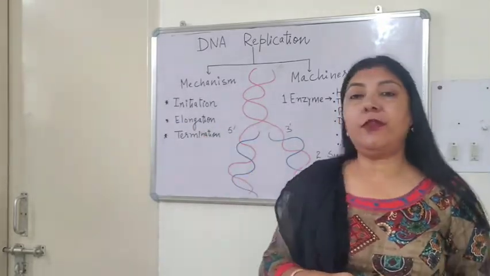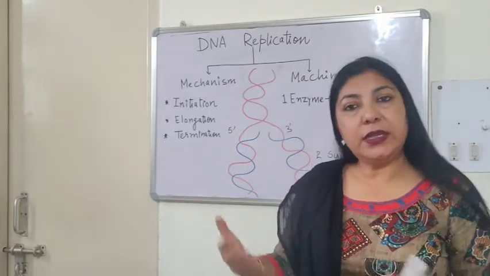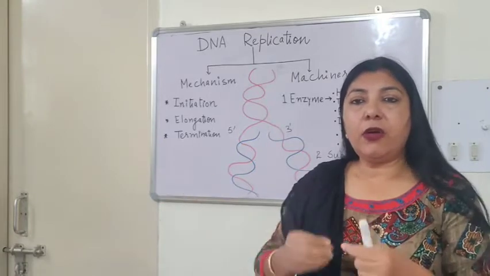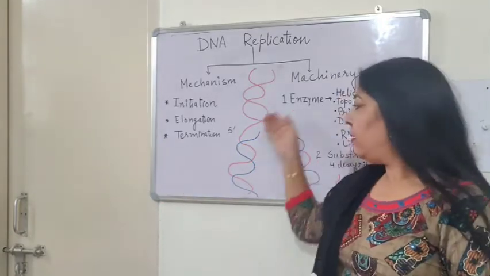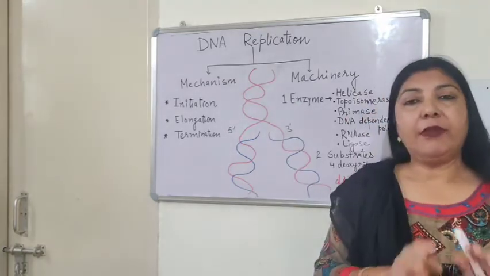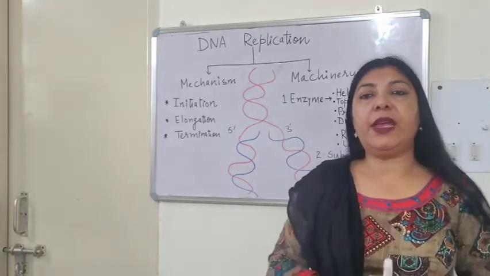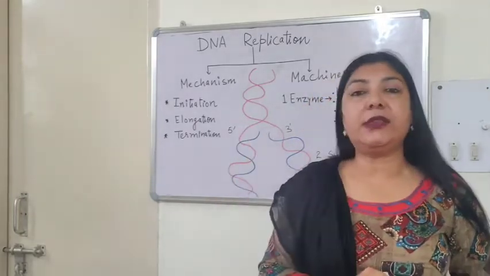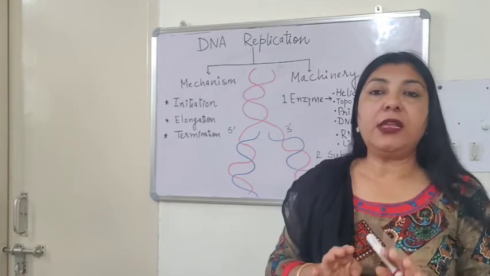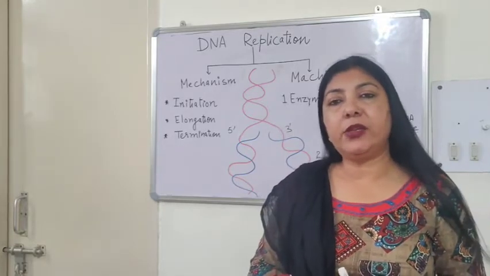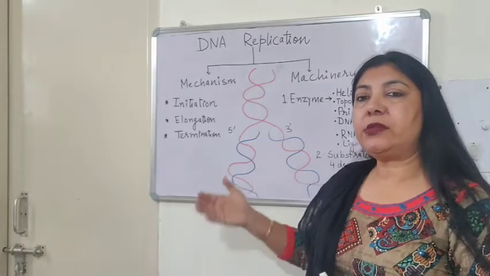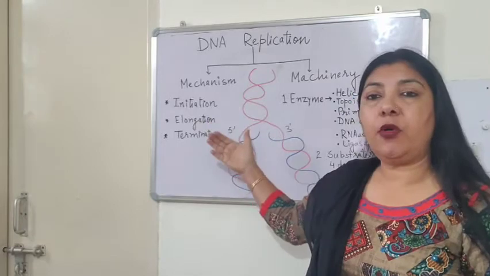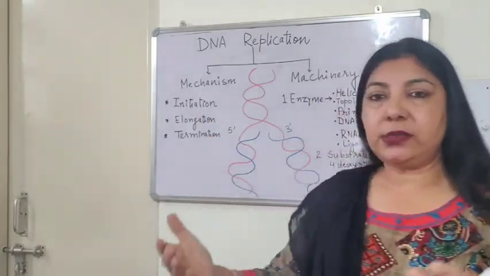Then the second step involves elongation. Once the initiation has begun, then comes the elongation, elongating the strand of the DNA. And once the complete DNA replication has taken place, the last step is termination. Then no more DNA replication is required, so that step is called termination. We will be studying all these processes in more detail. Let's see these processes in more detail.